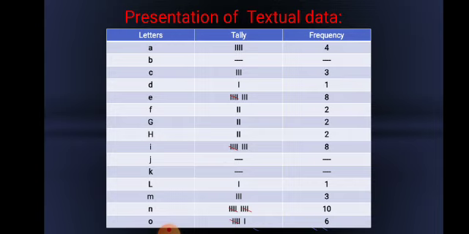Once the count becomes 5, put 4 lines and put one cross over them, so it makes 5 tallies. Then you put a space and continue if the count repeats more. So here you know it is 6. 6 will be written as a tally. How? Putting 4 lines, putting one cross over them, it makes 5, and a space and 1, 5 plus 1 becomes 6, like that. Okay, from A to O we have prepared the tally and frequency table.